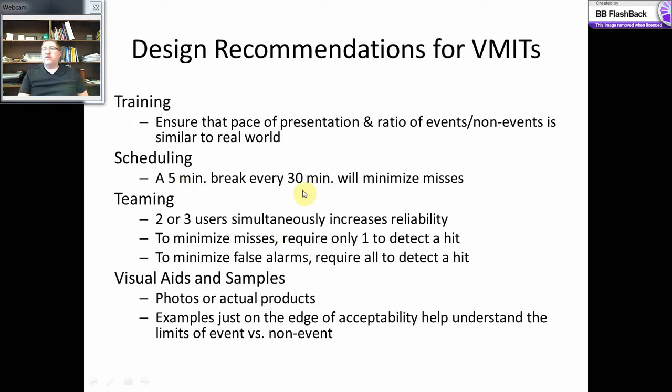Scheduling. A 5-minute break every 30 minutes will minimize misses. Well, what does that mean? Why do misses happen? In other words, I miss the signal. Well, we already said that you get bored. Your arousal is reduced. Arousal is kind of how focused I am on making sure I can perceive the signals that I need to see. About 30 minutes in, a lot of people, no matter how vigilant they are, start to wane in their ability. So a 5-minute break where you can sort of change your scenery.